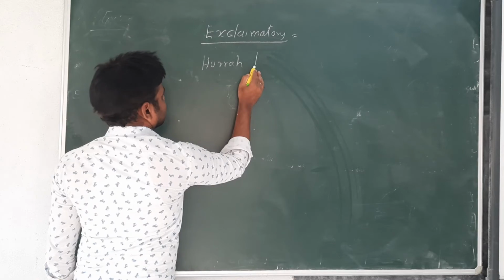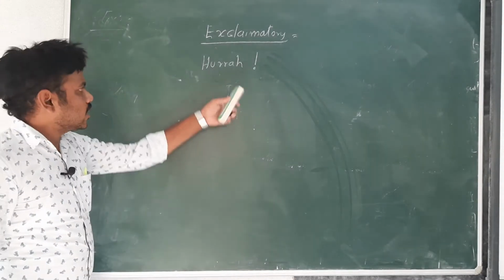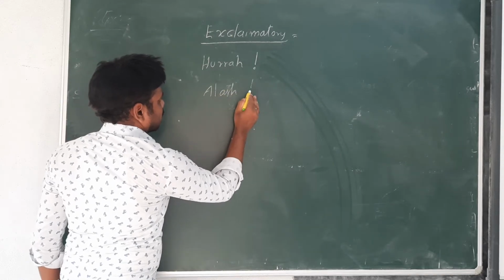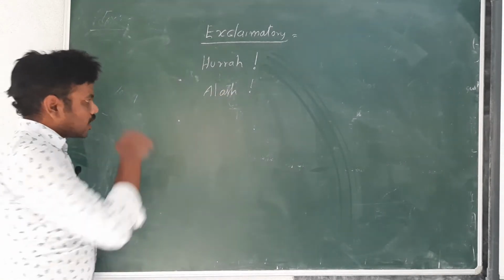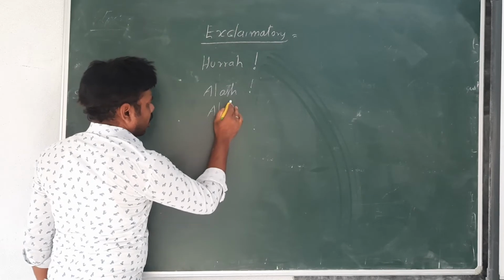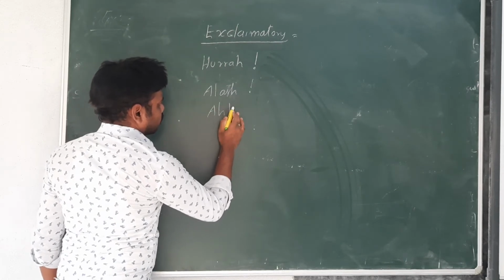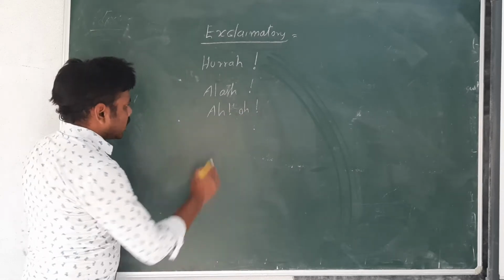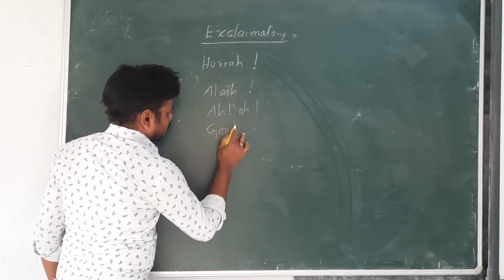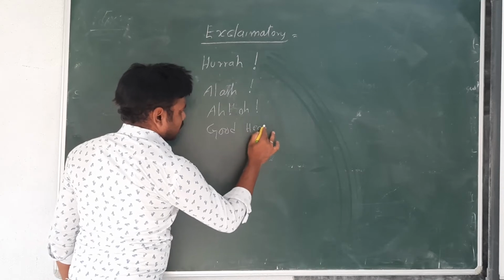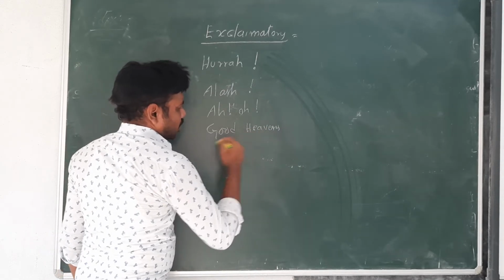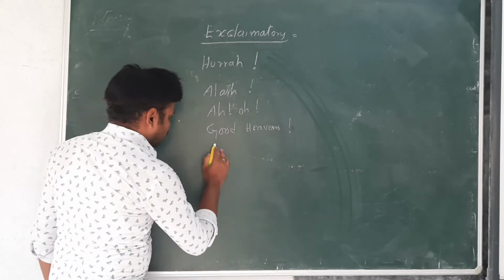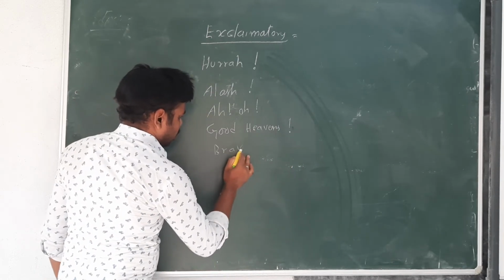Hooray. This is the exclamatory. Next one, alas. Alas. Exclamatory sentences. Next one, ha or ho. Next one more, oh. Exclamatory sentences. Next, good heavens. We use these words in exclamatory sentences. Good heavens. Next, bravo.